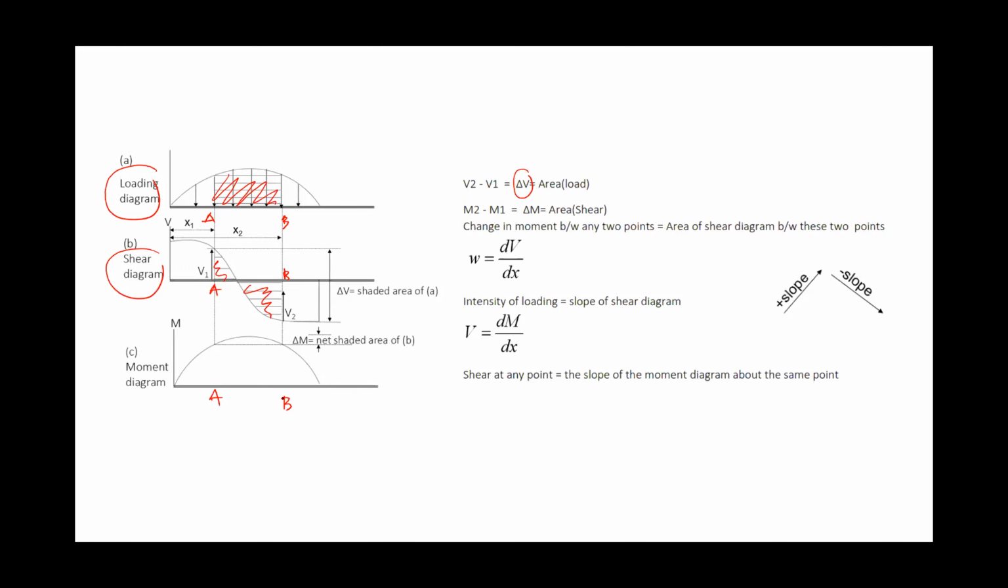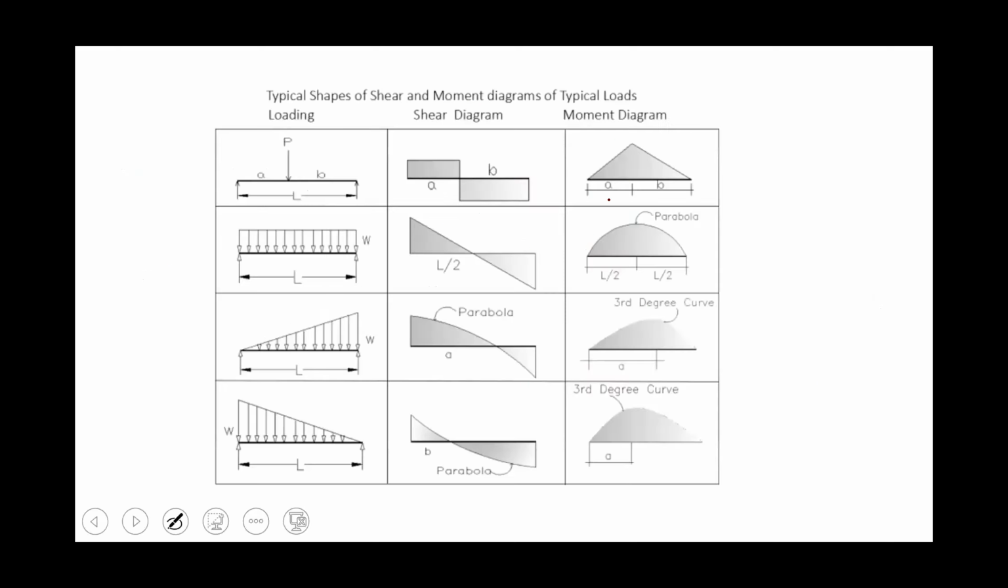No? So, ito yung formula na gagamitin. Basically, ito lang. Itong dalawa. So, yung area ng load is equal to change of shear or V2 minus V1. Ang area ng shear is equivalent to the change of moment or the moment 2 minus moment 1. So, basically, ito lang yung equation.